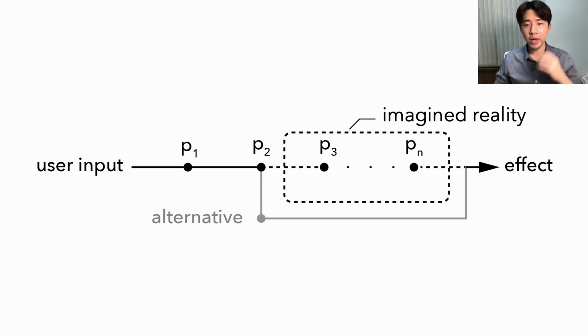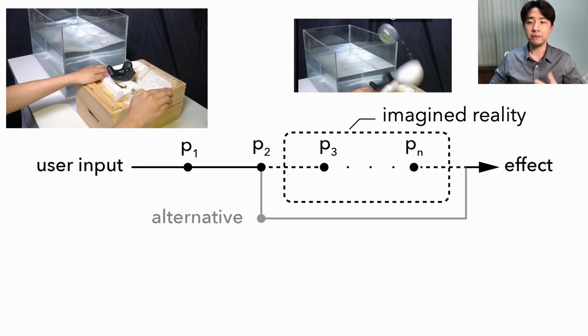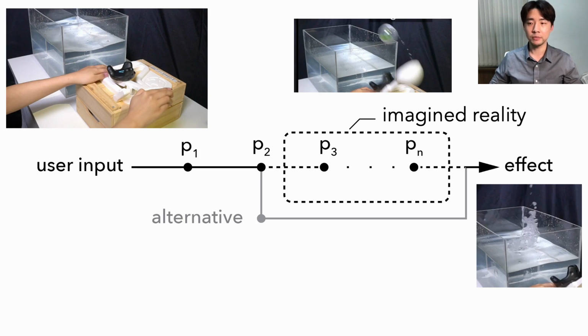And in the meantime, we have to find an alternative cause to achieve the effect without being noticed, so as to maintain the original causal impression. Let me use our catapult as an example. The user input here is to spring load the catapult, and the intermediate phenomenon we want to put into the imaginary reality is the appearance of the projectile. And the final effect is the water splash.